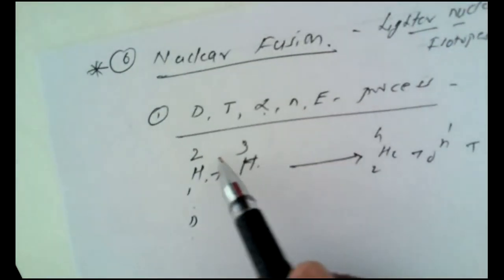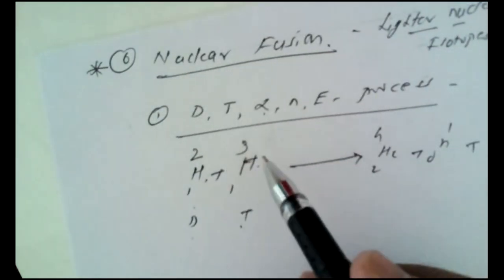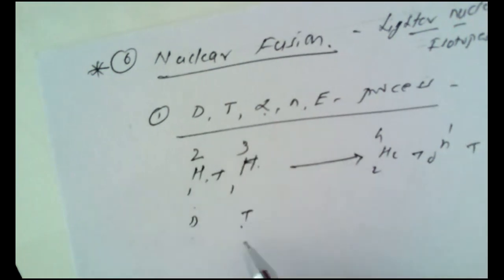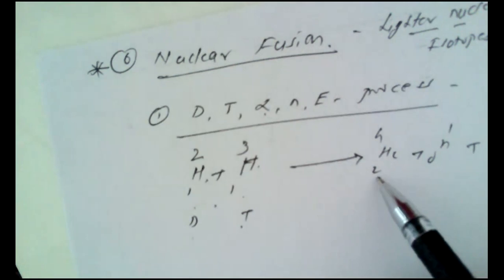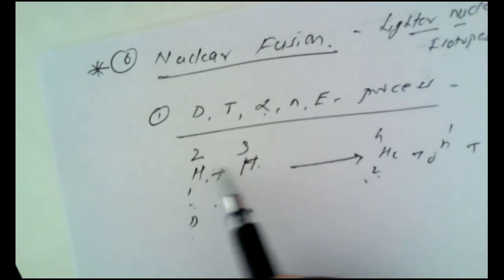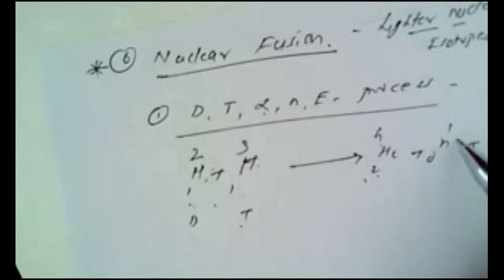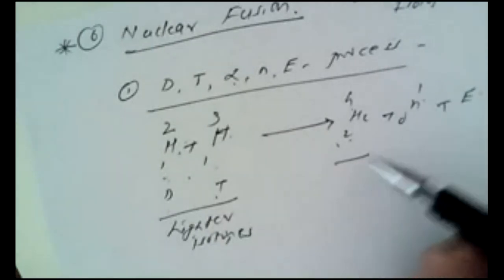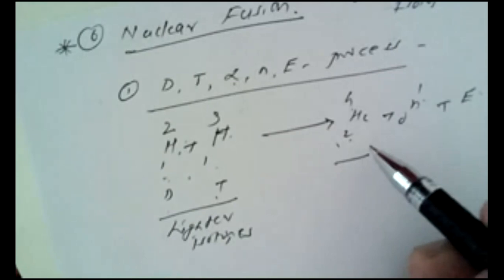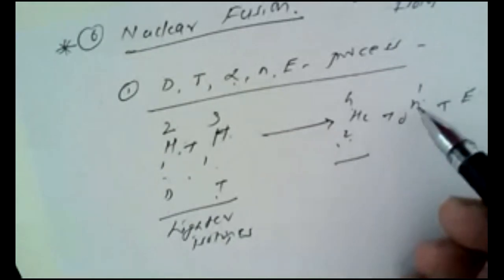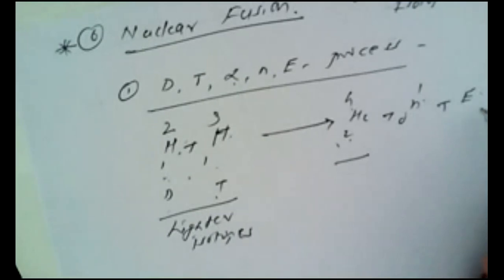So here, if we want to confirm this reaction, then 3 plus 2 is 5, 1 plus 1 is 2, and 5 minus 4 is again 1. This is how we can show this fusion reaction. That means these are the lighter isotopes of hydrogen which are fused together to form a product that is heavier in nature, with the ejection of neutrons and the energy thus released.